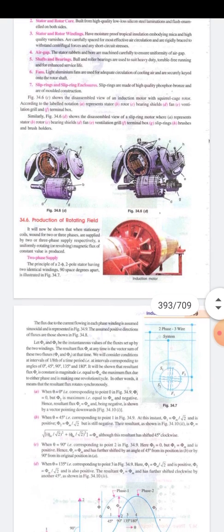Slip ring and slip ring enclosures. Slip rings are made up of high quality phosphor bronze and are of molded construction.